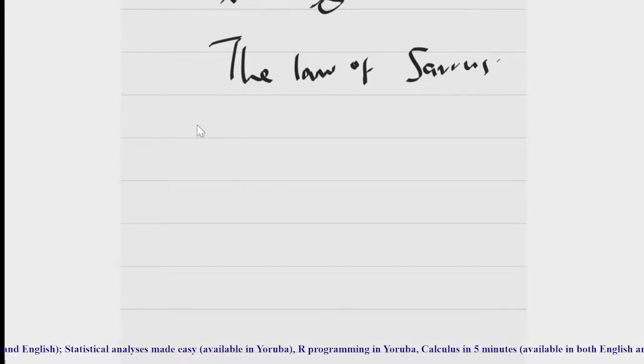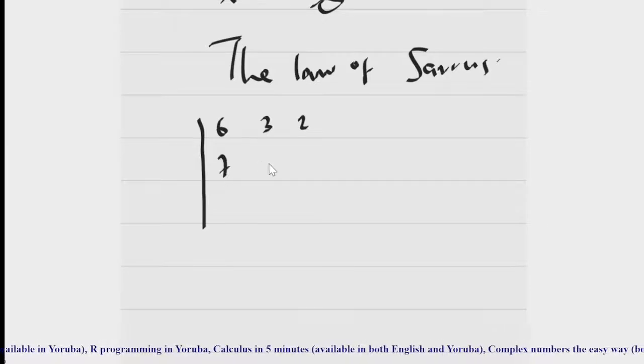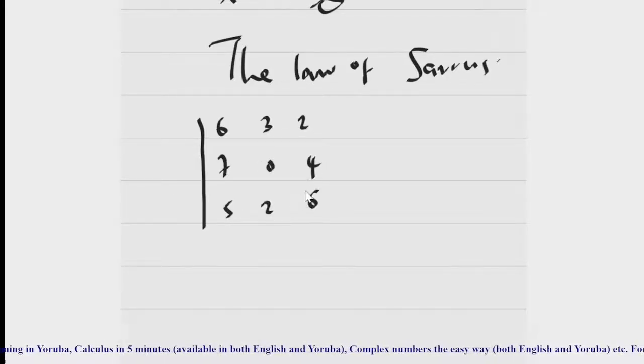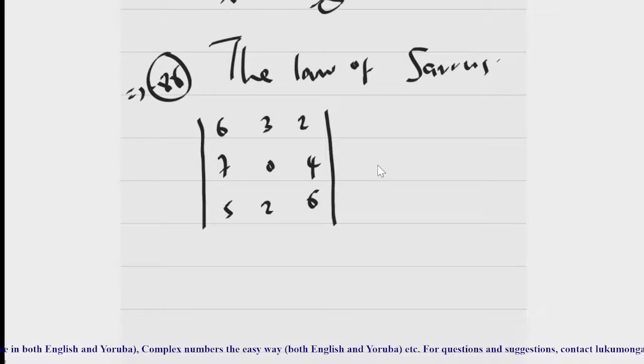Don't forget, the question is, when we have this type of matrix, we have 6, 3, 2, 7, 0, 4, 5, 2, 6. I hope you understand now. We had our result there to be minus 86. Let's see whether we are going to get that.